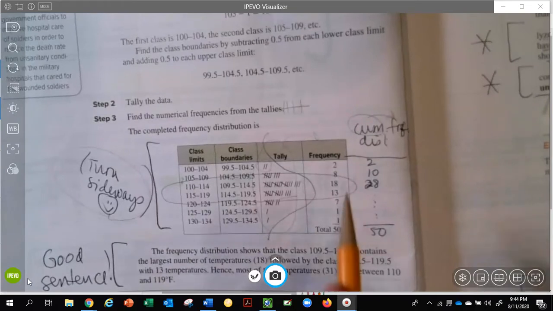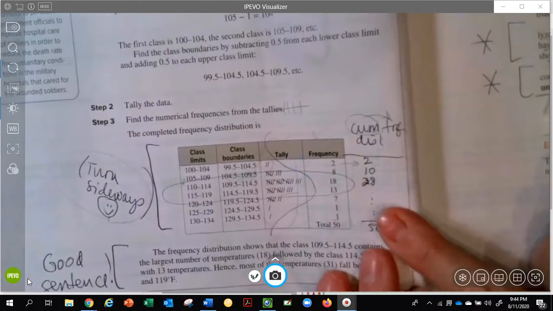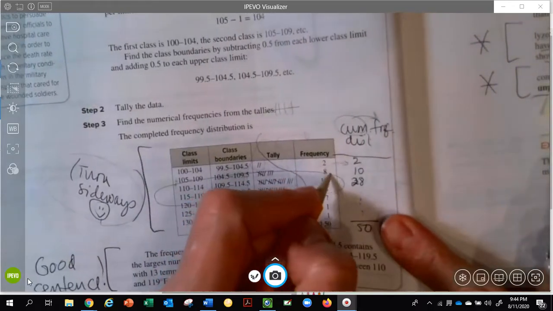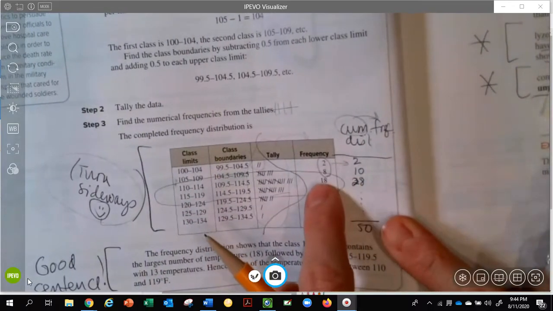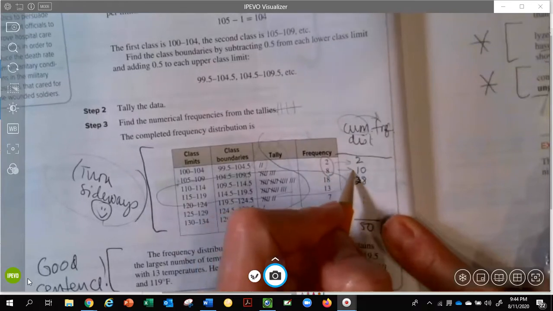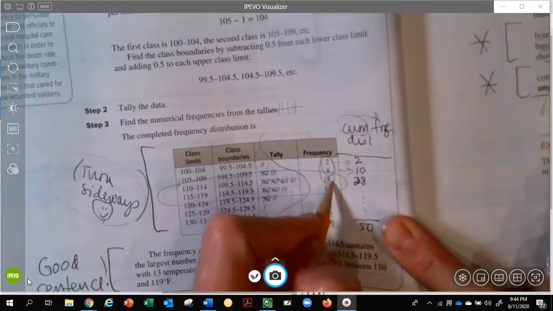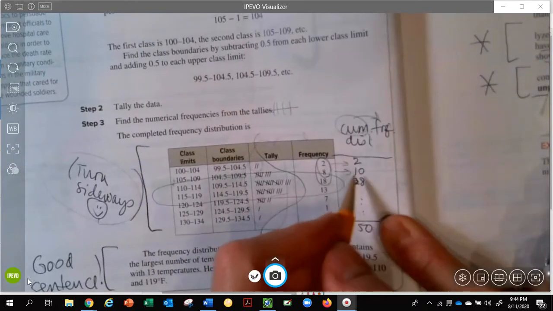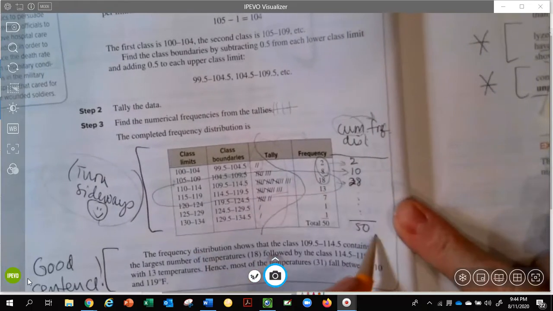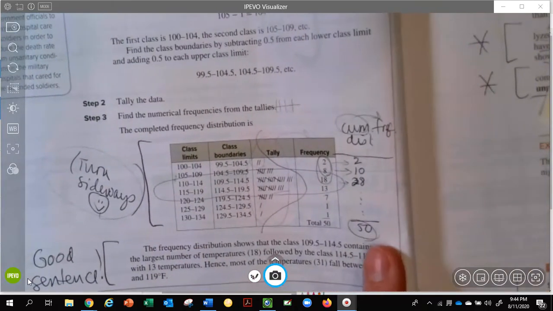We're going to start with our 2. And the very first one I have is 2. But to accumulate means 2 plus whatever's next. I'll write down the 10. Accumulate means I'm going to take my 18 and my 10 and get 28. And when I get done, by golly, I better have 50.